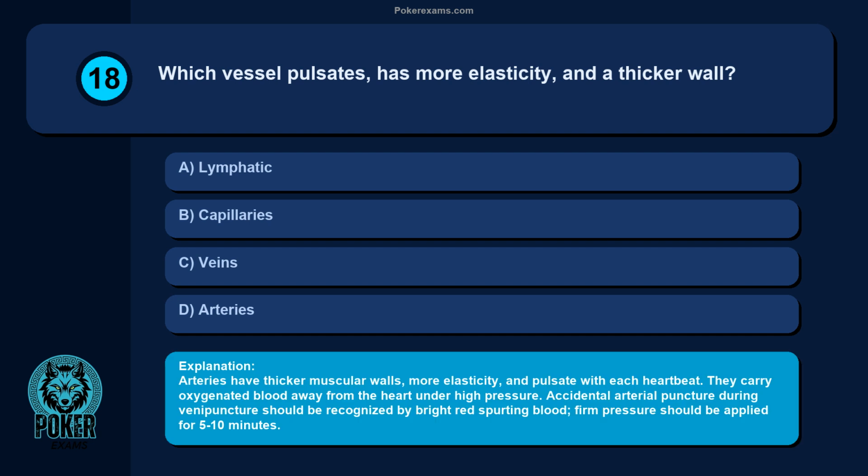Arteries have thicker muscular walls, more elasticity, and pulsate with each heartbeat. They carry oxygenated blood away from the heart under high pressure. Accidental arterial puncture during venipuncture should be recognized by bright red spurting blood. Firm pressure should be applied for 5 to 10 minutes.